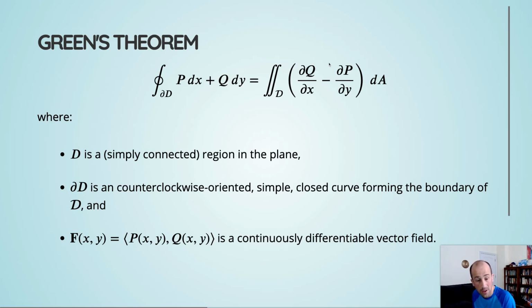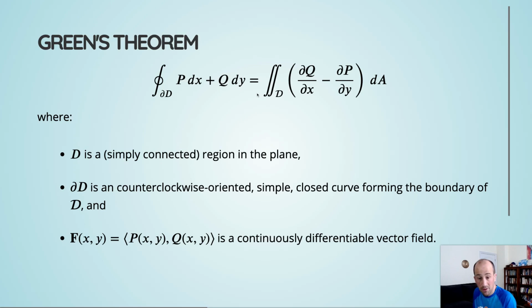The partial derivative is a scalar. P is a scalar, its partial derivative is a scalar, right? The difference is a scalar. So this quantity in here is just some scalar that we're adding up over the whole region. Right? This is a plain old double integral like you've done for several weeks now. All right.